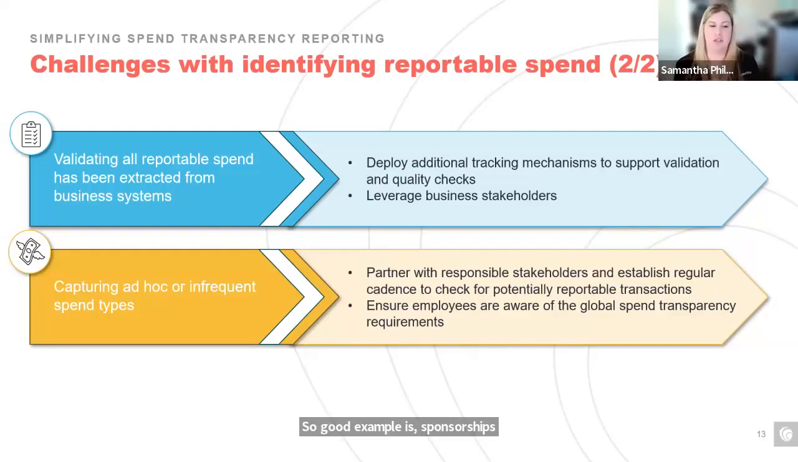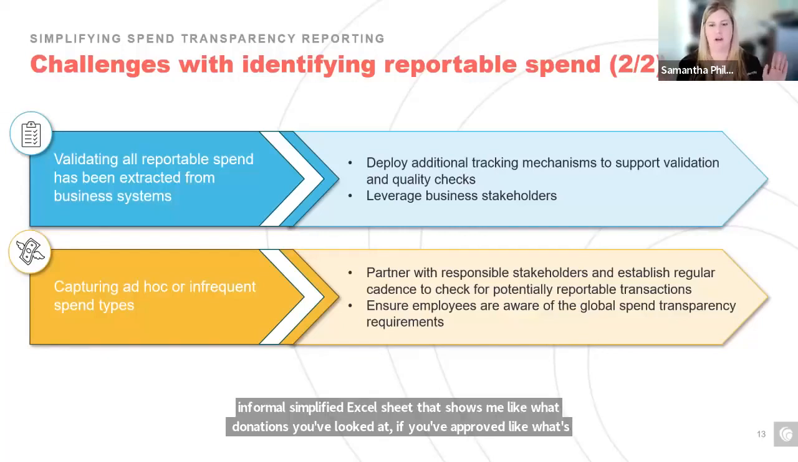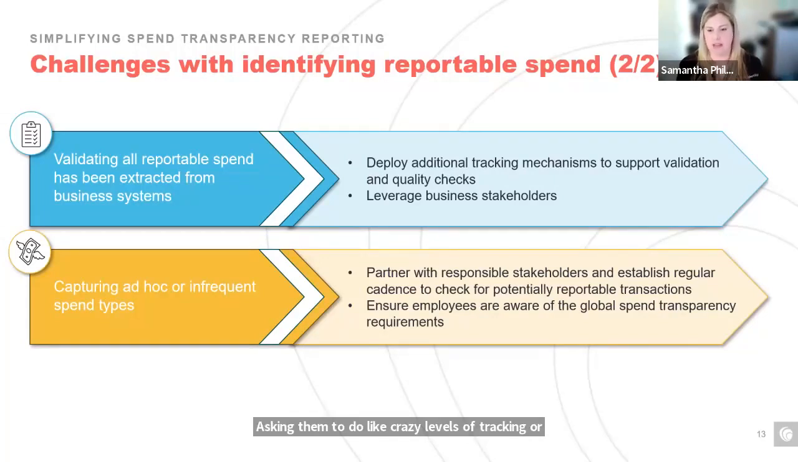If you have a sponsorships and donations GL, whoever is approving or processing those, it might be worthwhile to say, I would love it if you could keep an informal, simplified Excel sheet that shows me what donations you've looked at, what's been approved, the payment amount, and if it related to a healthcare provider or covered recipient. We're not asking them for crazy levels of tracking or to fill out the US spreadsheet that has 100 columns in it, but even just asking them to keep some simplified tracking can be a really smart way to feel good that you've collected all of the data.